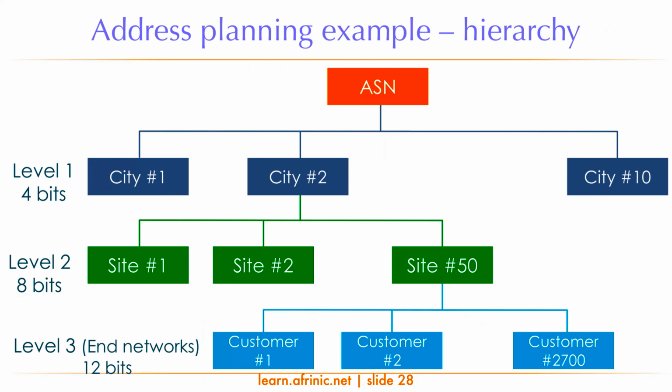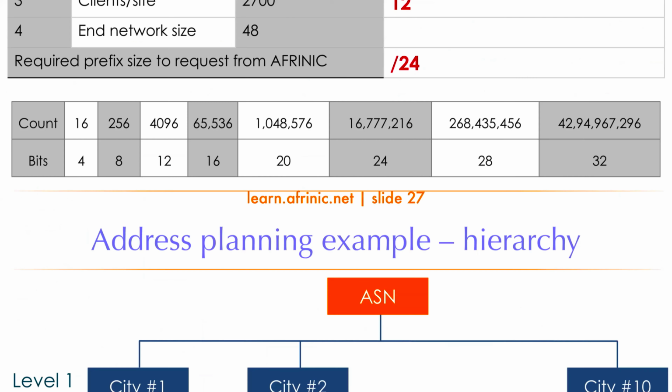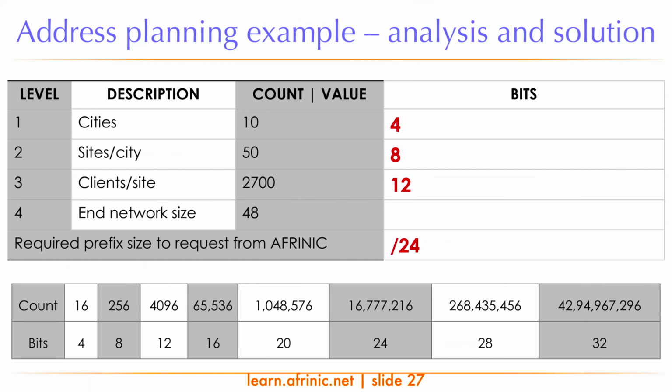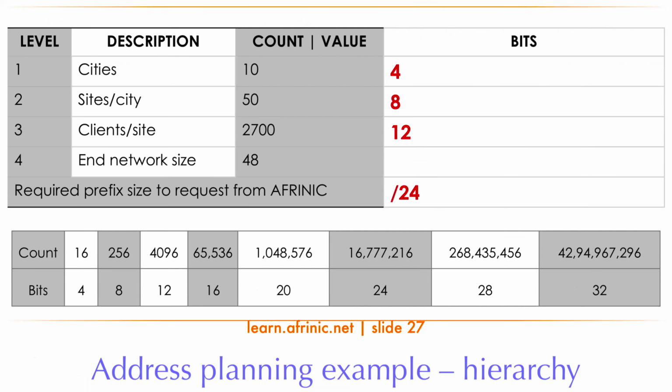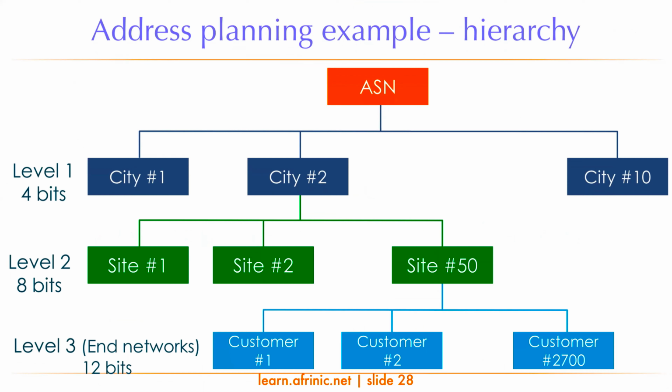So we've seen the number of bits required. We need 4 bits for the cities, 8 bits for the sites, and 12 bits for the clients per site. Remember again, we're working with the largest. So if you look at the hierarchy, it's the ISP. We said that each customer needs to get a /48, and in this site, our largest site, had 2,700 customers. This image shows you why we're just looking at the largest site.